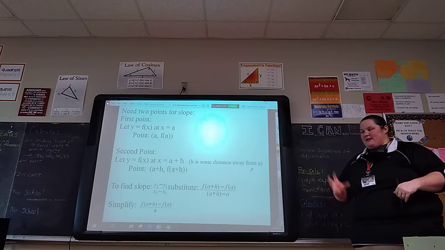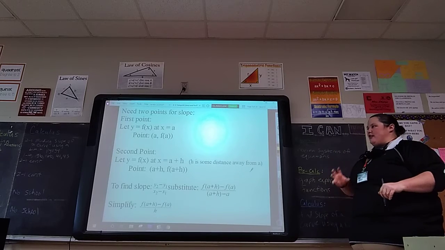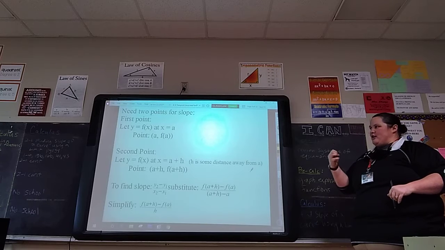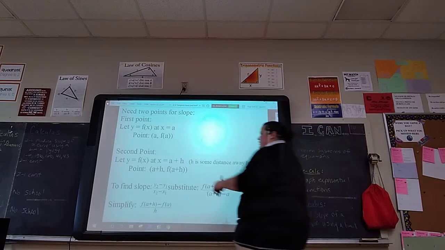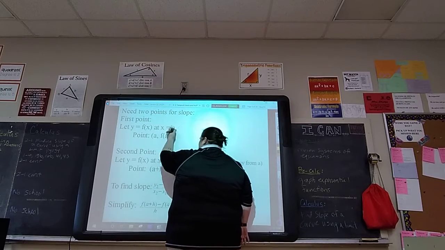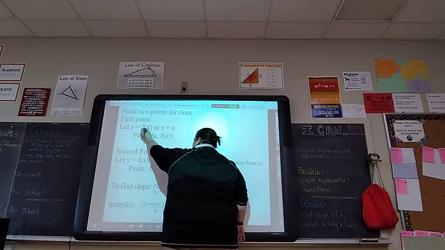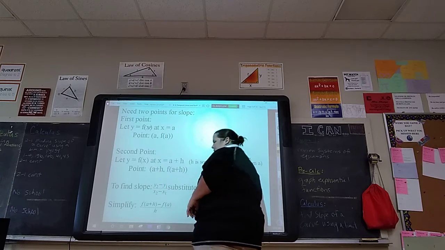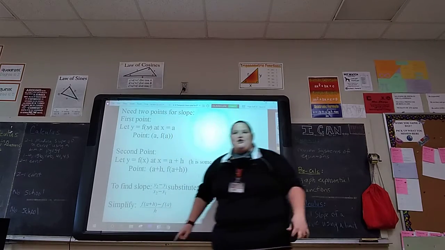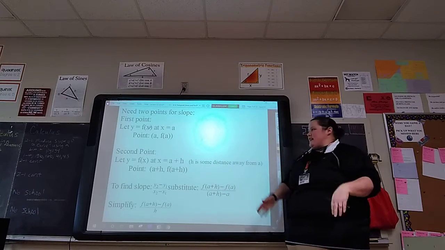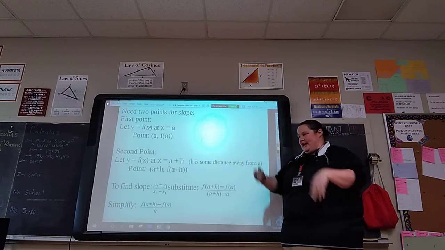You need x1, y1, x2, y2. So here, what we're doing is we're trying to find a slope at a specific spot on a curve. So 1 point is A, and then the y value we're going to call f of A, because remember when we were estimating slope, we took that x value I gave you and plugged it into the function to get y. So that's what we're going to call our first point: A, f of A.